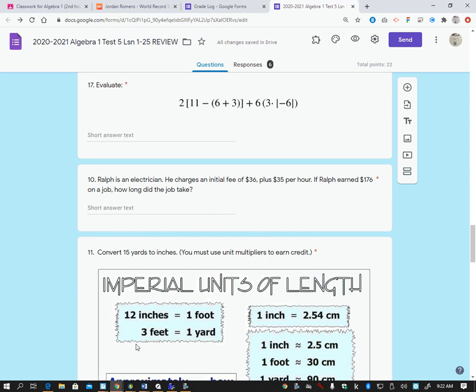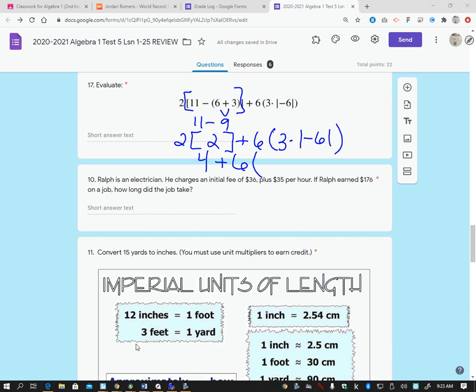Got a couple of things that we can do here. Let's focus on this right here. What do we do first in that? Okay, 6 plus 3 is 9, so I've got 11 minus 9. What's next? 2. All right, so we got 2 brackets, 2 plus 6 parentheses, 3 times the absolute value of negative 6. I can go ahead and do the 2 times 2, which is 4 plus 6, but I have to finish before I do really anything else.